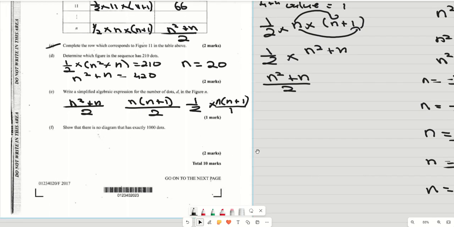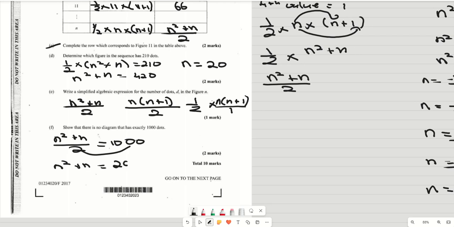Show that there is no diagram that has exactly 1,000 dots. So we want n squared plus n over 2 is equal to 1,000. You carry across, multiply by 2, so that's n squared plus n is equal to 2,000. So you have n open bracket n plus 1 is equal to 2,000.